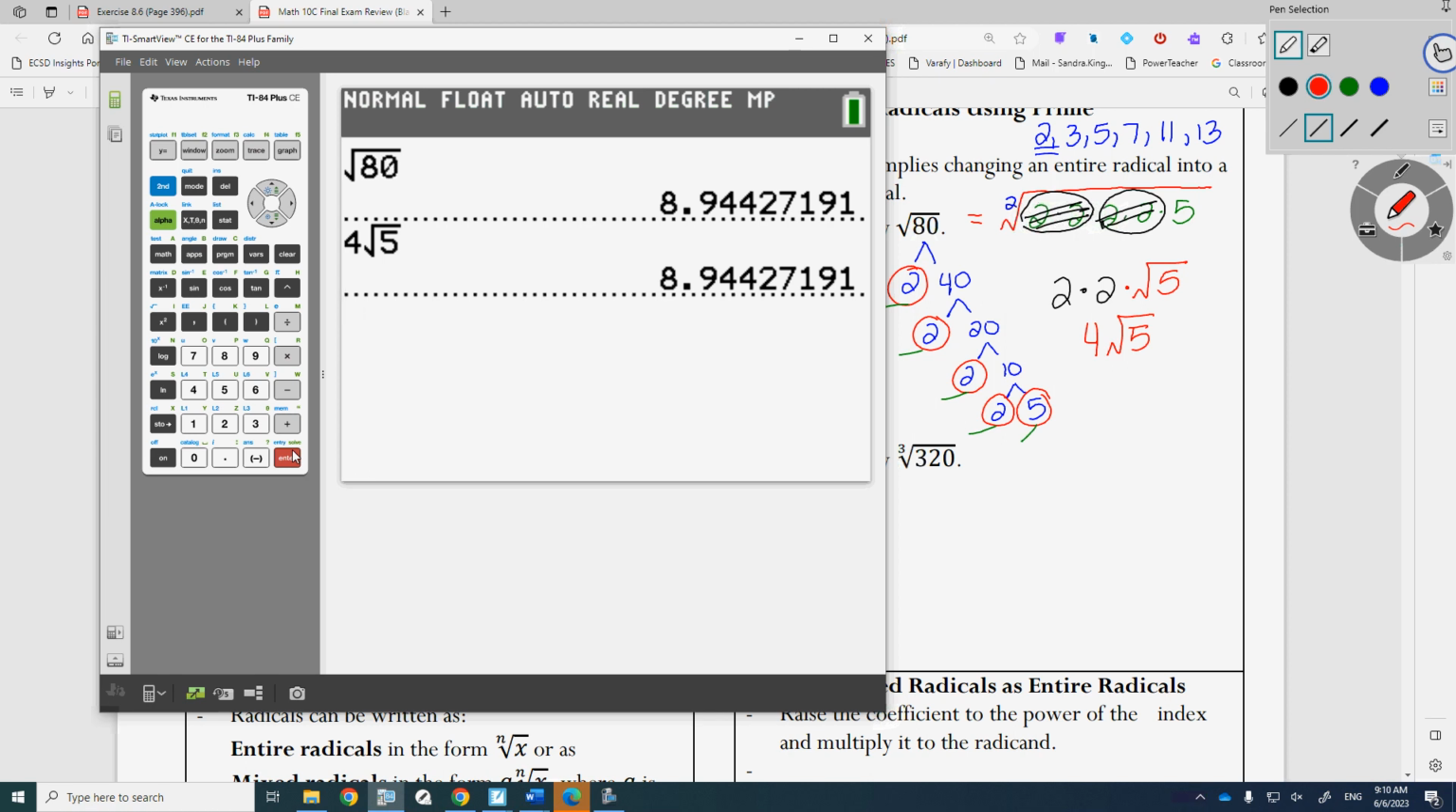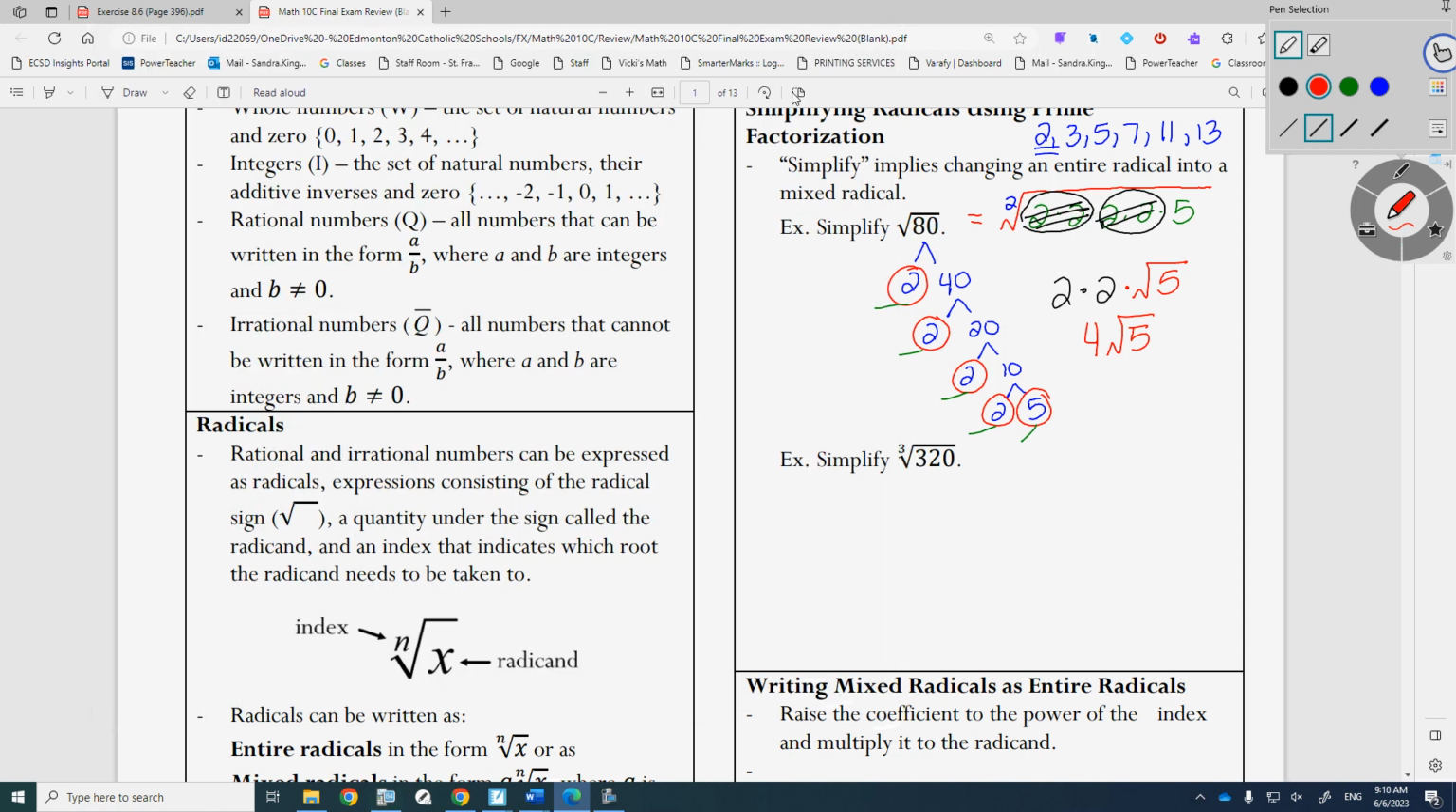Okay? Just to review the names of these radicals, what we started with, square root of 80, that's what's called an entire radical. And it's called an entire radical because it has an invisible 1 in front as the coefficient, in front of the radical sign. What we did was we simplified that and we got 4 root 5. 4 root 5 is the mixed radical.